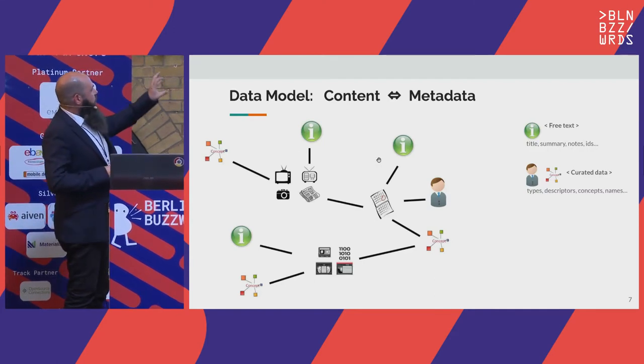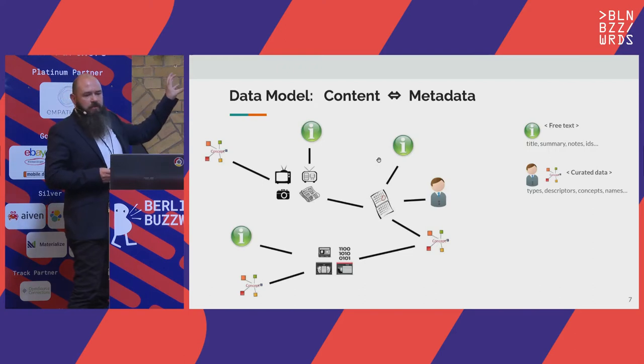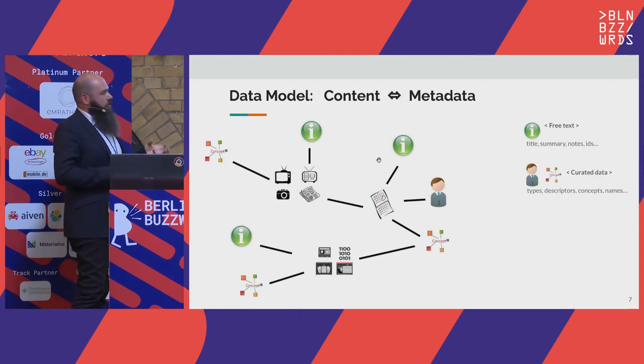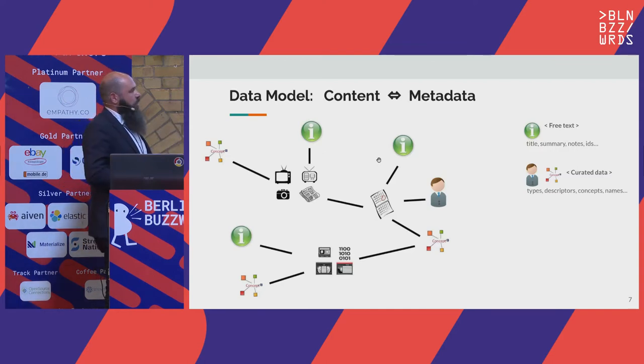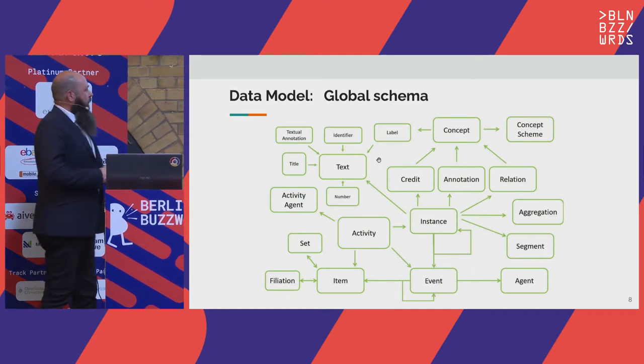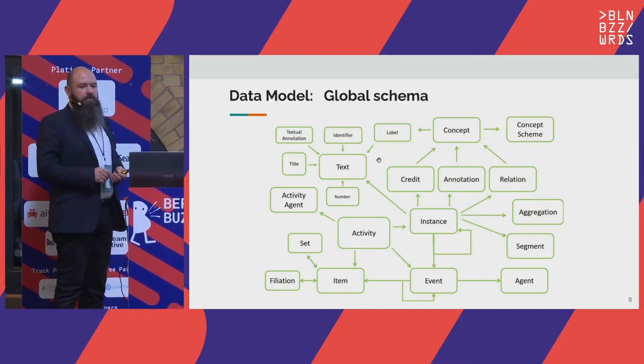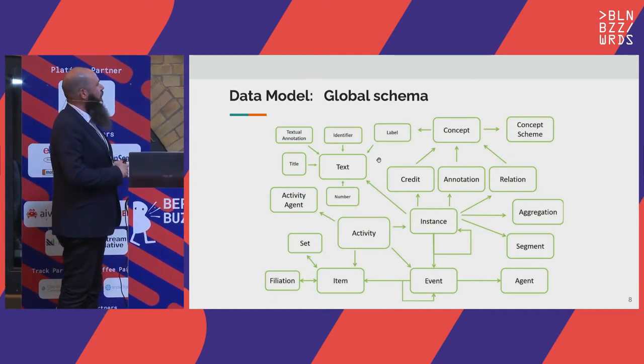And again, we have the three parts. We have the content in itself. We have some metadata associated to each material, to each physical recording support. And then there could be some metadata associated to specific events. So when we put all this together, we came up with a global schema that looks something like this.